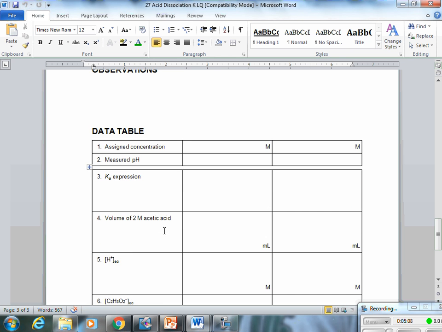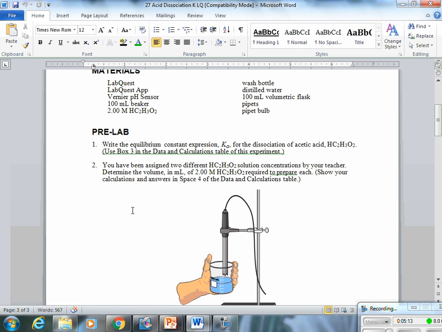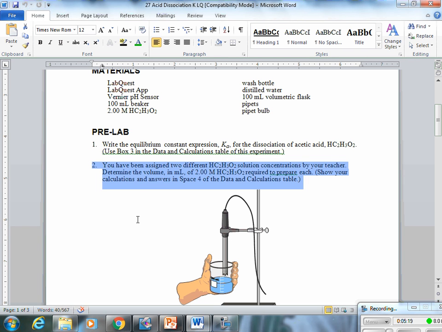All right? So probably the hardest part is going to be figuring out this pre-lab number 2 on how to make the concentrations. And once again, go back and look in your notes over how to make dilutions. That should be in the solution section of your notes over phases and mixtures.